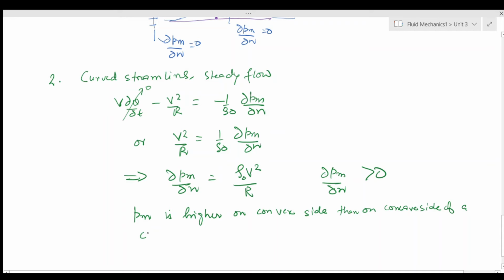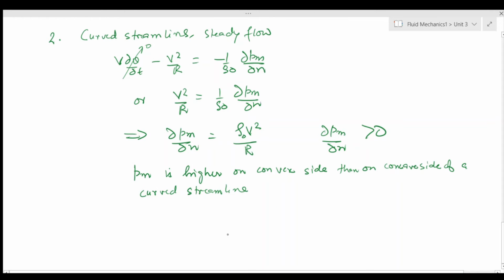Of a curved streamline. Let me show that by drawing in a streamline. What do I mean here? Let's say I have drawn a curved streamline here. What I am trying to say is that the pressure on the convex side would be more than on the concave side. If I would like to see the pressure above and below that streamline, it would be increasing more towards the convex side as compared to the concave side.